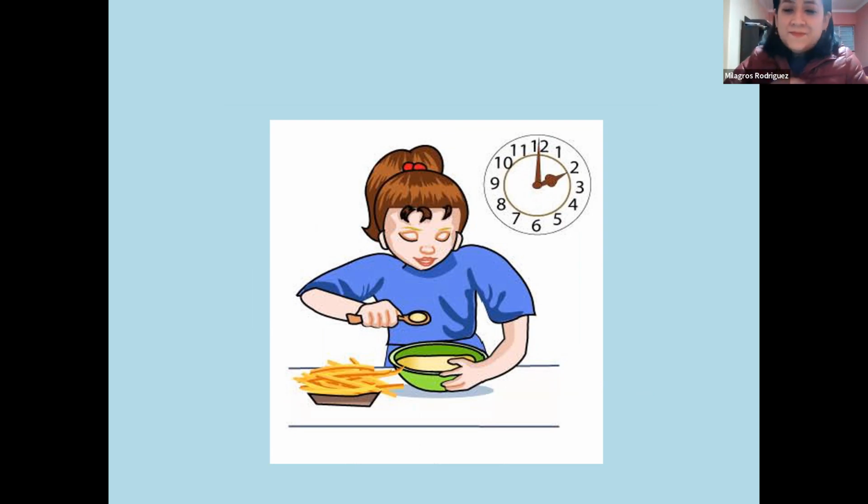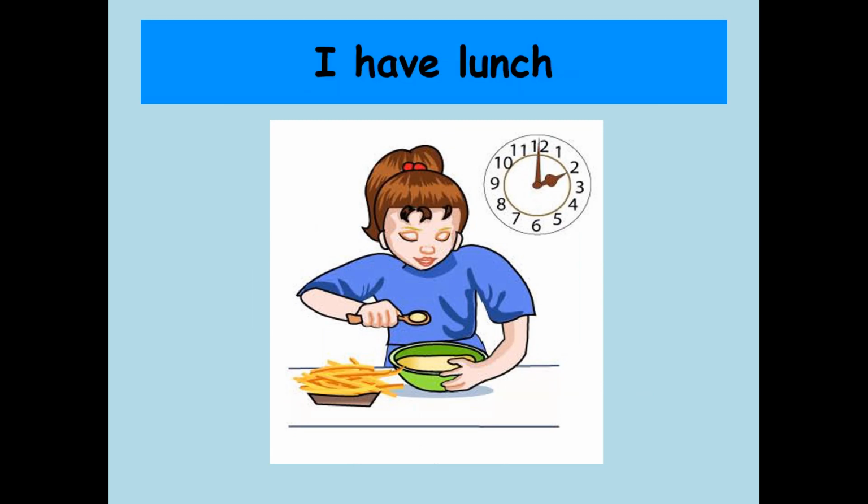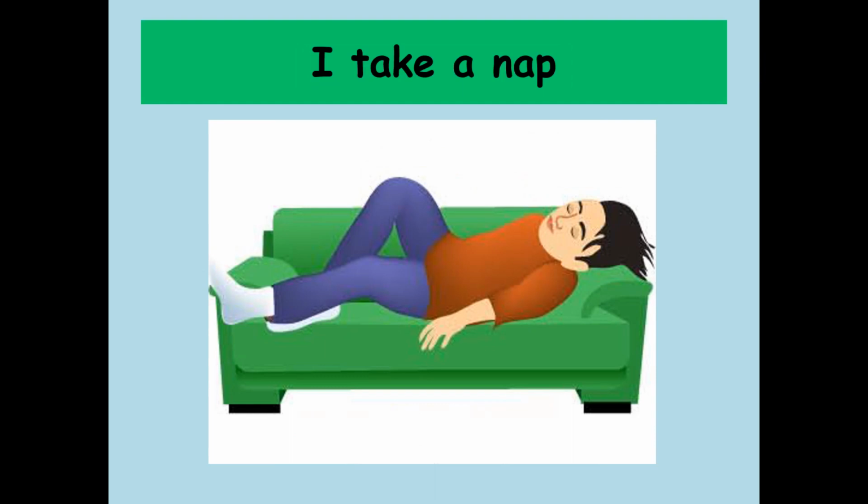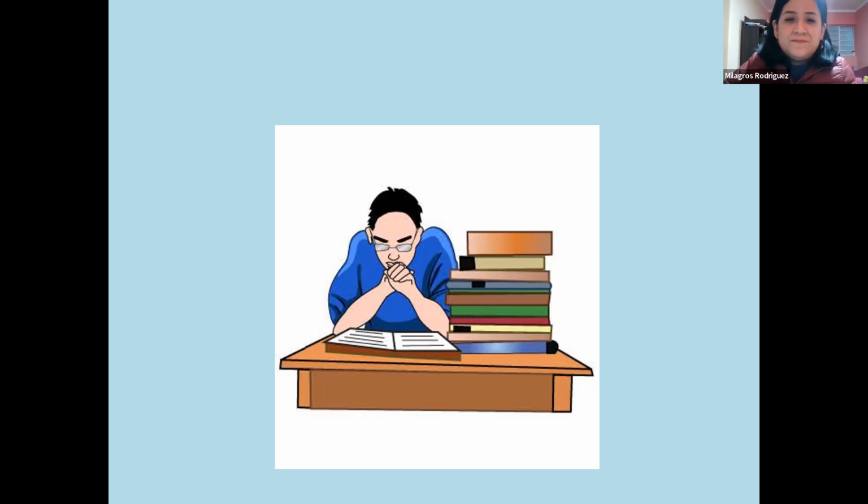Second meal. At 2 o'clock. Have lunch. Good. Have lunch, eat lunch. In this picture, what did you see? Take a rest. Take a nap. Muy bien. Tomar una siesta. Take a nap.